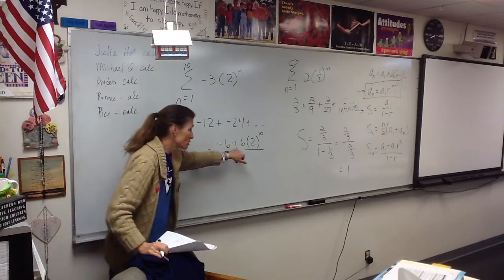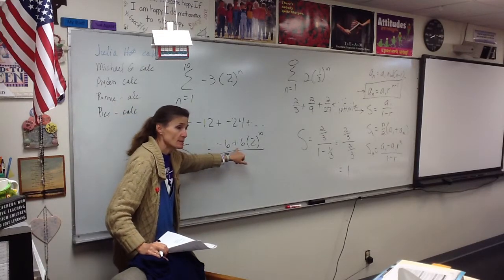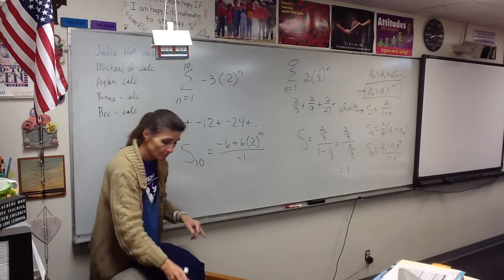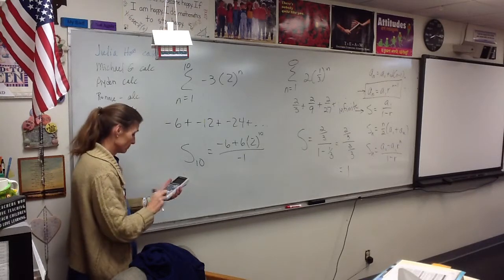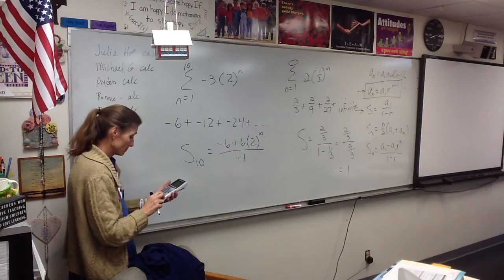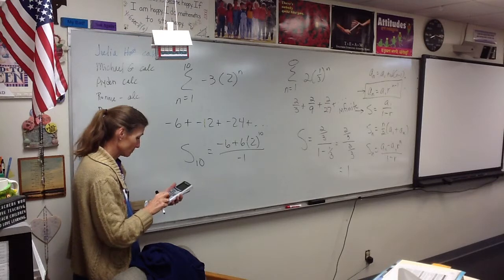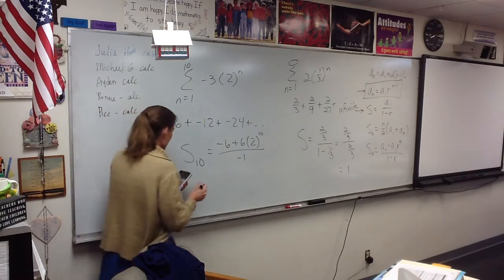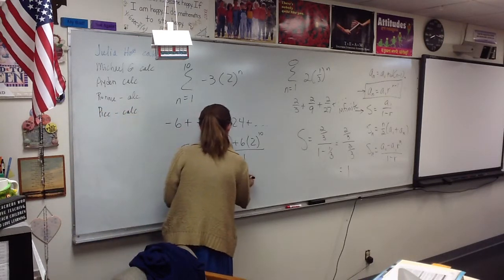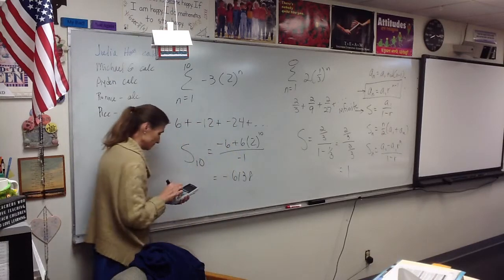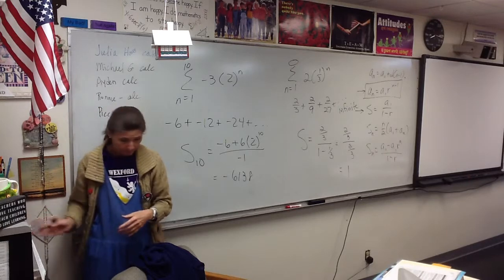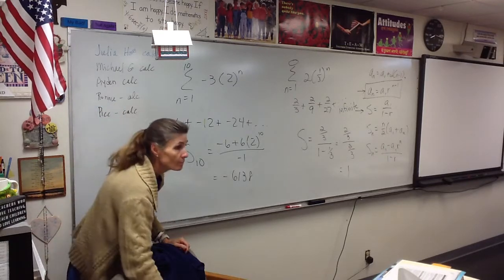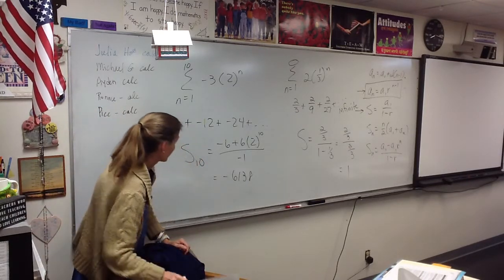Did you notice I pulled a switch right here? Because it was minus a negative. So that sum is negative 6138, if I typed that in correctly. You can label it negative.